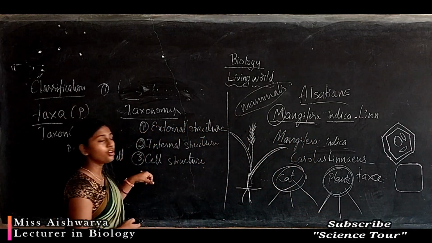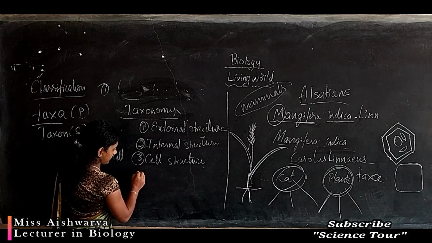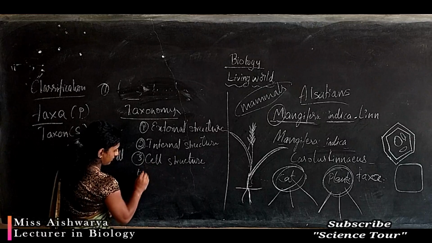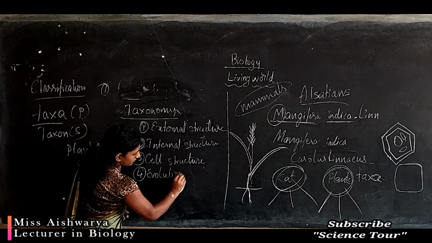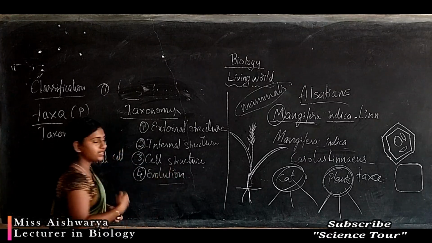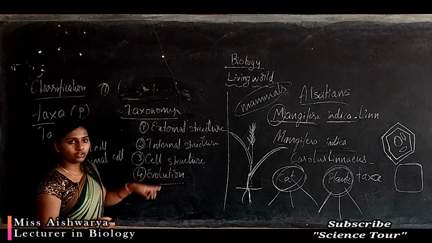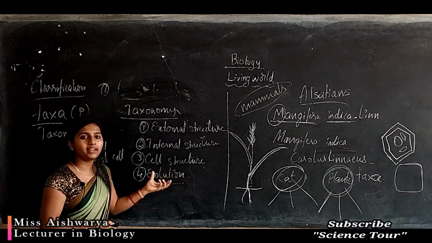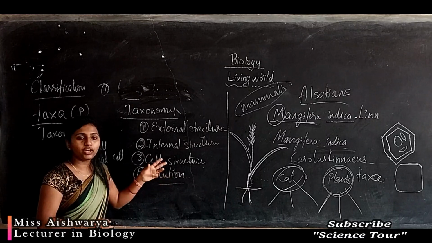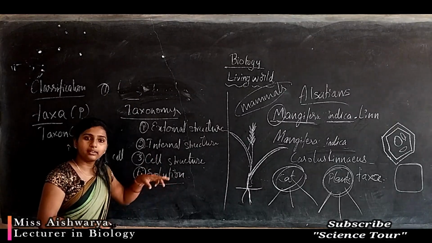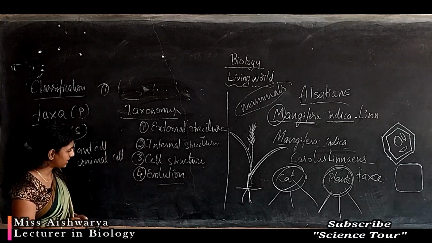So that is also very important for the classification. The fourth one is evolution. How the plants evolved is also very important for the study of classification. If you compare two organisms, how they are similar, and if you compare the differences, how they show different characters, that is very important for the classification.